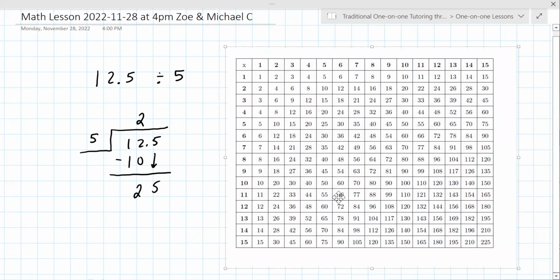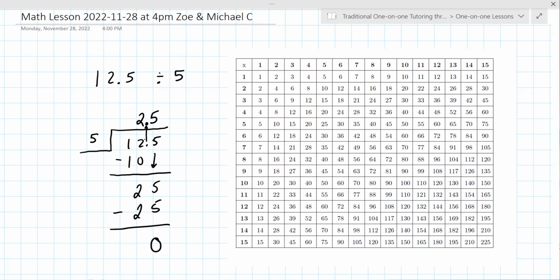5 times. And then you take that 5 that you just wrote and multiply it by the 5 over here, which is 25, and then you subtract to get 0. So for your final answer, you actually have to move that decimal up, as 2.5. Is that okay? Is that clear?